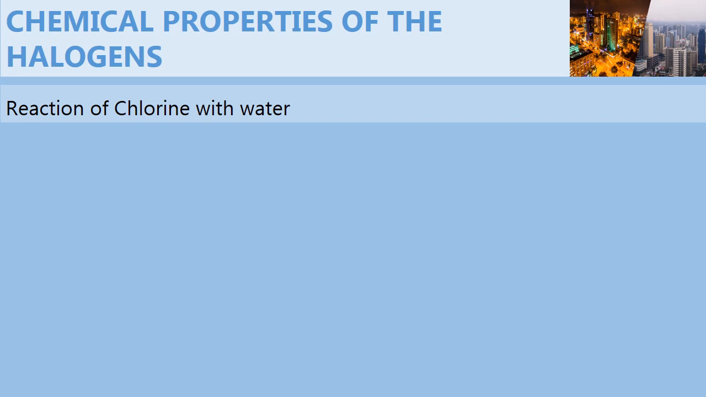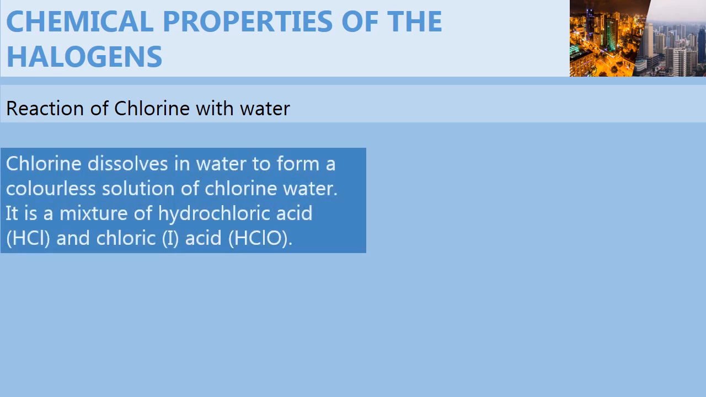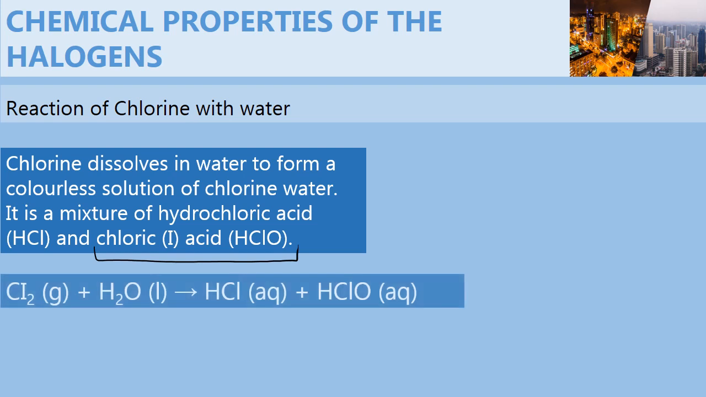Next property is the reaction of chlorine with water. Chlorine dissolves in water to form a colorless solution of chlorine water. Chlorine water is a mixture of hydrochloric acid and chloric 1 acid. This reaction occurs according to the following equation.